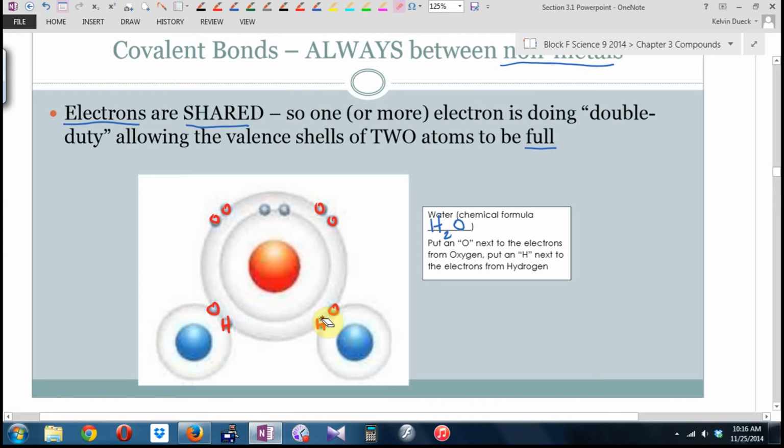Okay? And you can see why you need 2 hydrogens. If we didn't have this one, does oxygen have a full valence shell? So will this be a stable compound? No, it's still hungry. It still wants the electron balance.